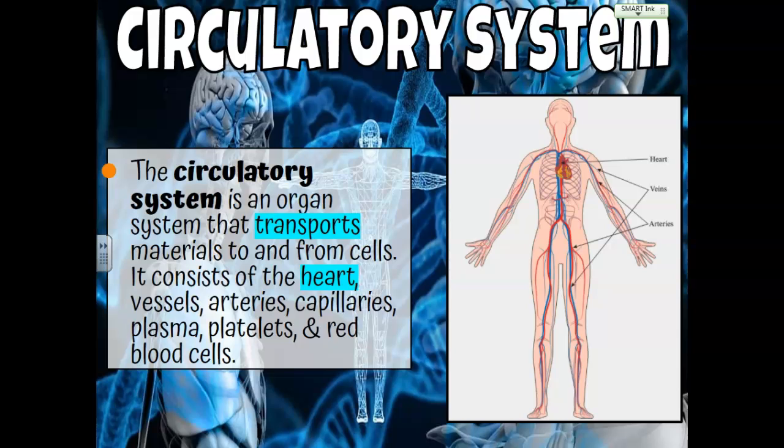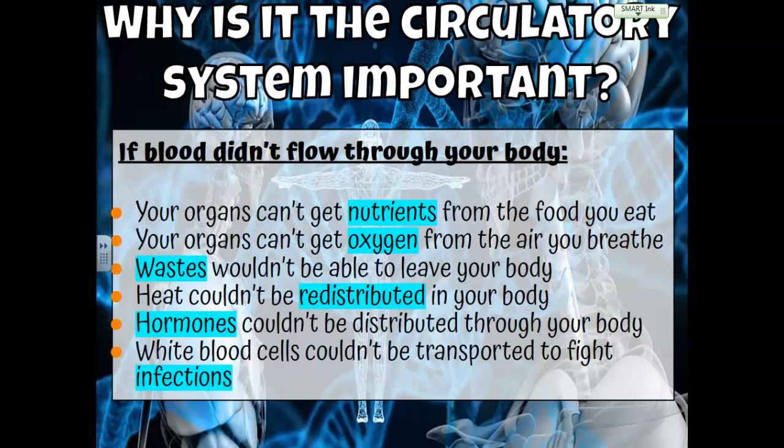Circulatory system deals with your heart and blood. Its main job is to transport all those materials to and from your cells. If your blood did not flow through your body, a lot of things would happen. You wouldn't get the nutrients that you need. Your cells wouldn't get the oxygen that they need. The waste from your cells would not be carried out of your body. Heat couldn't be distributed. Hormones wouldn't be brought to parts of your body, and your white blood cells would not be brought to areas of infection to fight it off.